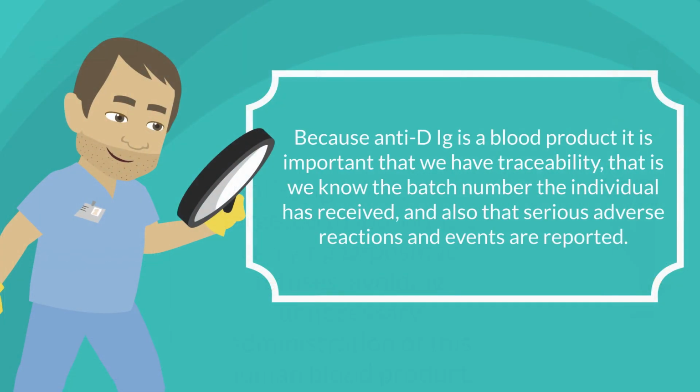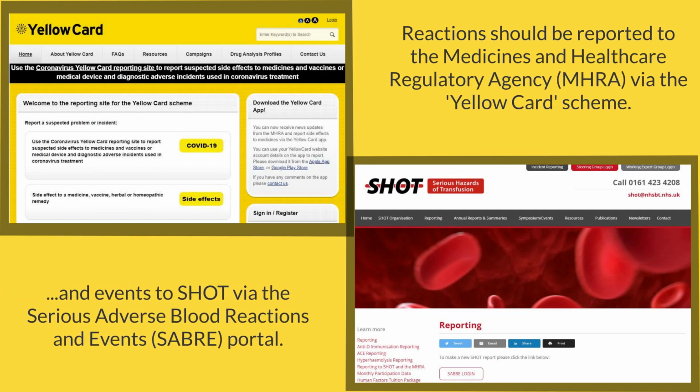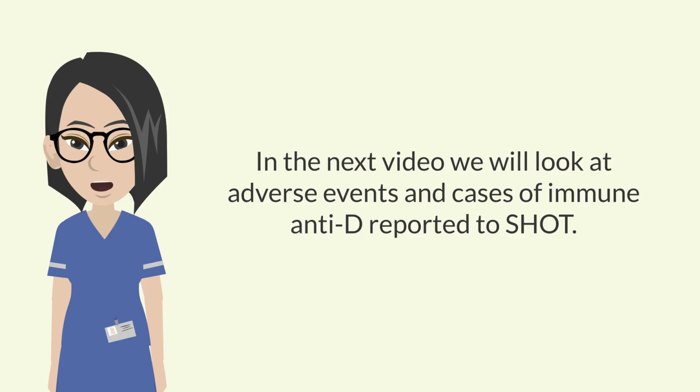Because anti-D Ig is a blood product, it is important that we have traceability. That is, we know the batch number the individual has received, and also that serious adverse reactions and events are reported. Reactions should be reported to the MHRA via the yellow card scheme, and events to SHOT via the SABRE portal. In the next video, we will look at adverse events and cases of immune anti-D reported to SHOT.